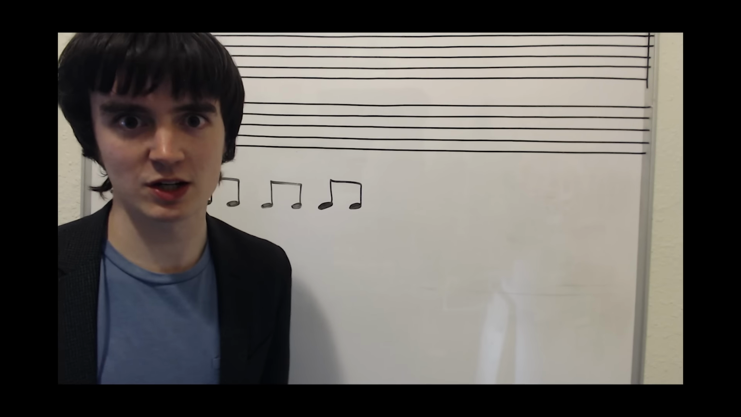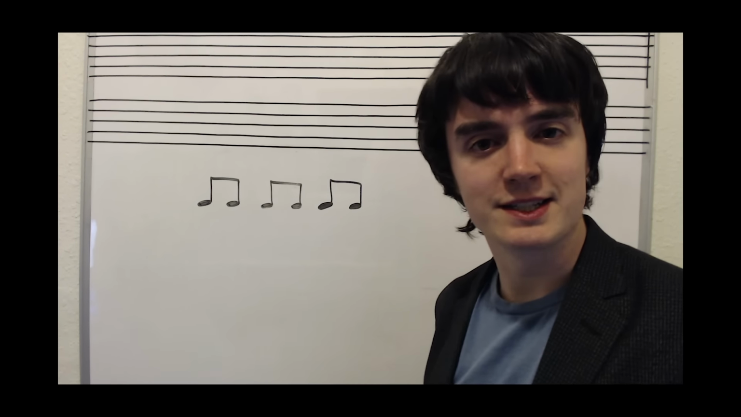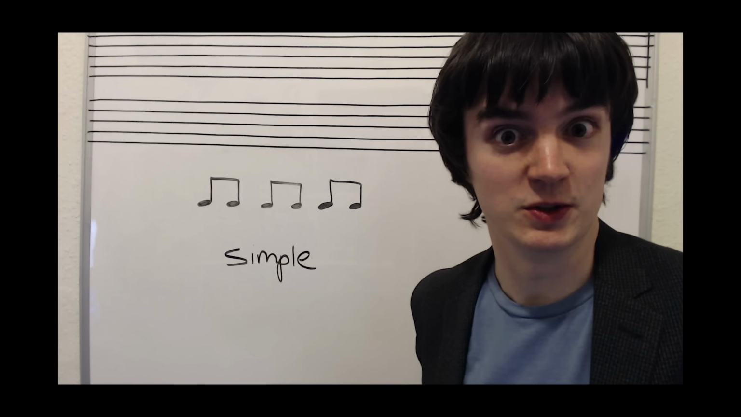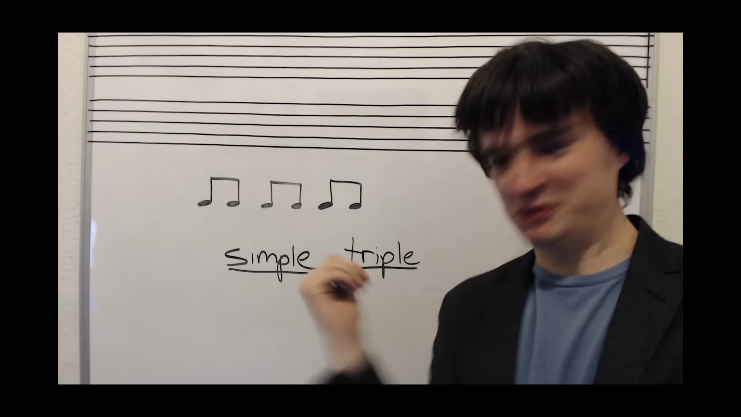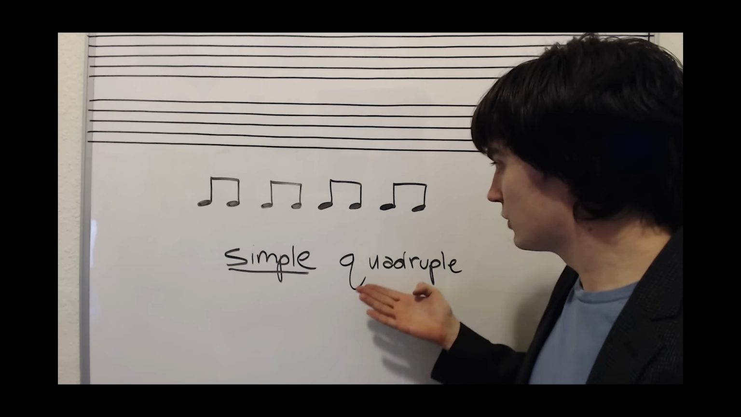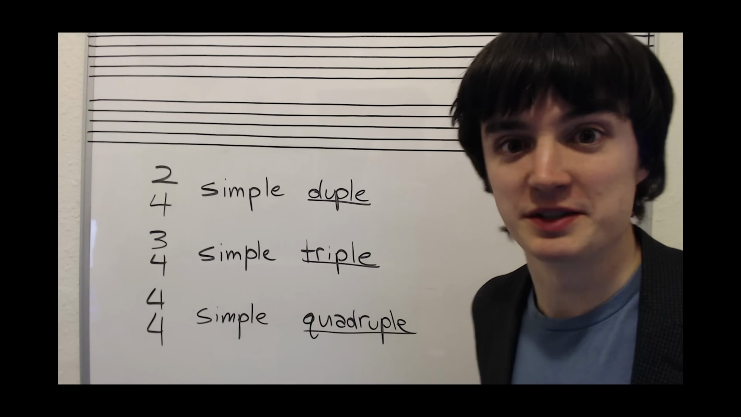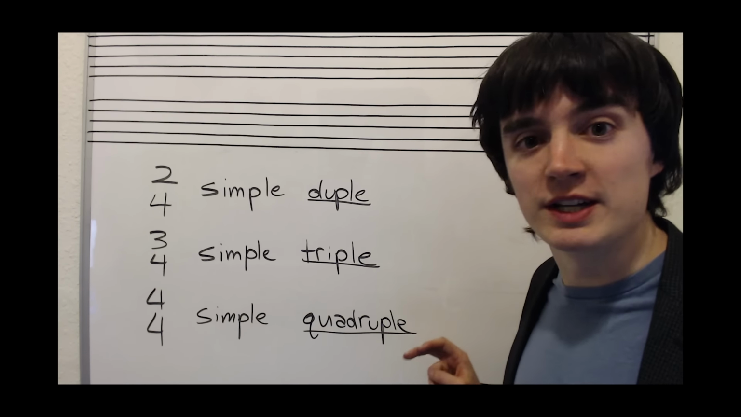Let's just say we're walking along. Now there's 3 of them. Now we say it's simple because they're still in groups of 2. Simple triple meter. And we just keep smashing them. And if there's 4 of them and they're grouped by 2, simple quadruple. In other words, 2/2 is simple duple, 3/4 is simple triple, 4/4 is simple quadruple.